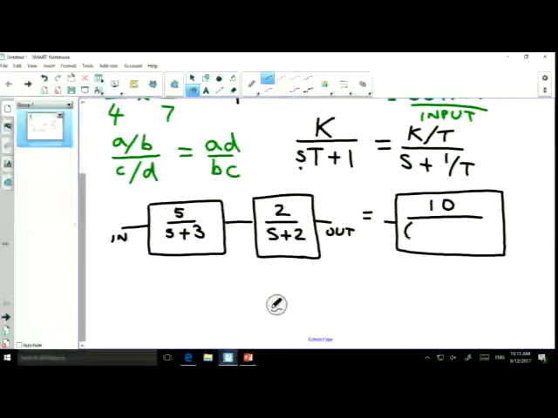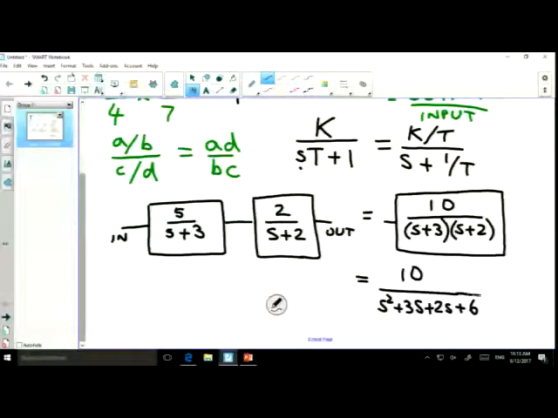I was going to do it a bit quicker, but since people say they're struggling, I'll split it into more steps: S plus 3 and S plus 2. Some of you sometimes learnt FOIL at school, which admittedly was a long time ago. S times S gives you S squared, plus 3 times S gives you 3S, plus 2 times S gives you 2S, plus 3 times 2 is 6. Yeah, I'll do it over here. It's not following a standard maths.